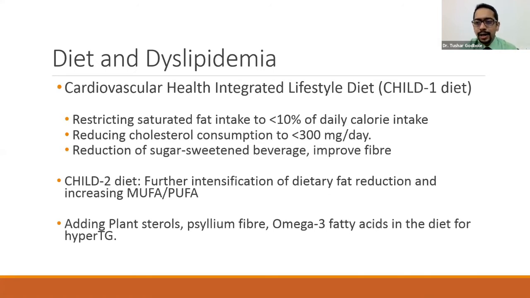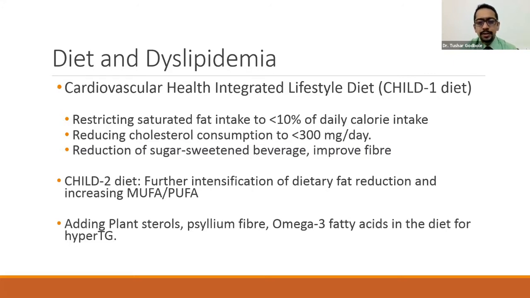So this is called the Child 1 diet, also called the Cardiovascular Health Integrated Lifestyle Diet 1. So we restrict the saturated fat intake to less than 10% of the daily intake, reduce the total cholesterol consumption to less than 300 milligrams per day, and reduce these sugar sweetened beverages and improve their fiber content. So you would be getting a deja vu from your obesity panel. So similar guidelines are also established for obesity, but these are more strict in terms of your saturated fat content and the choice of fat.